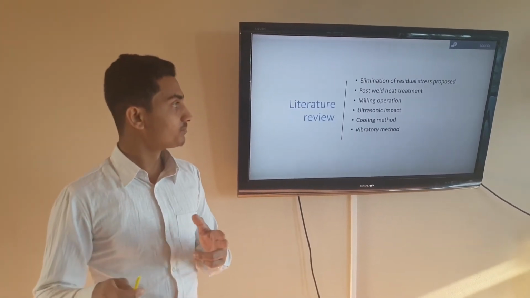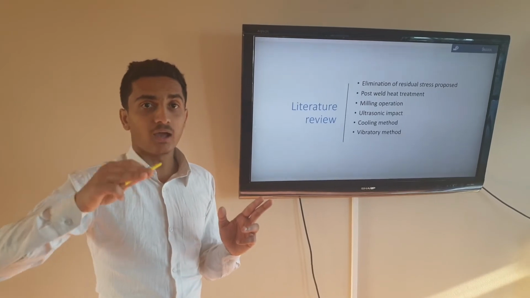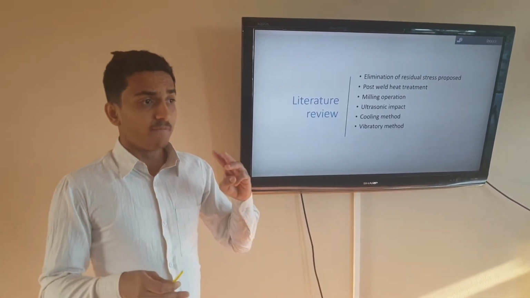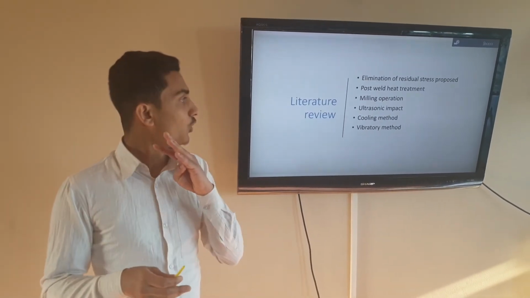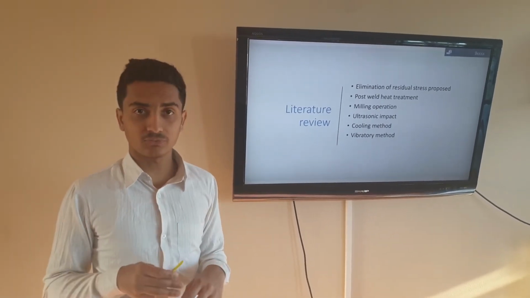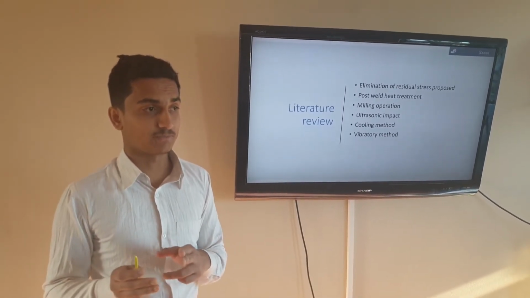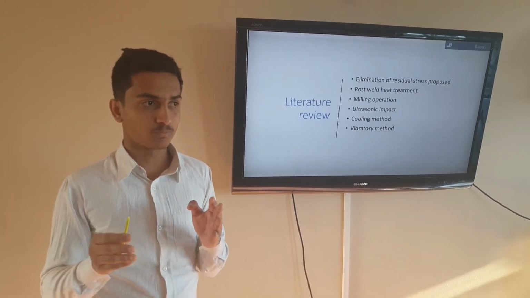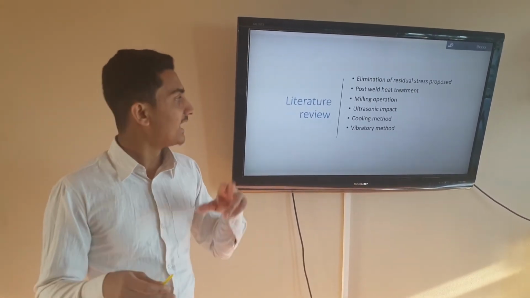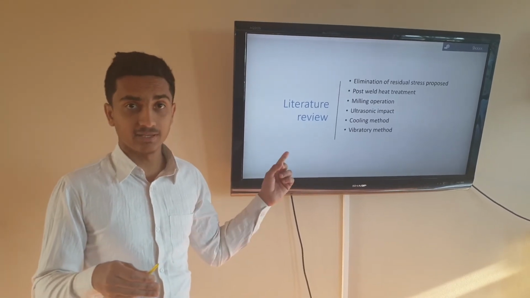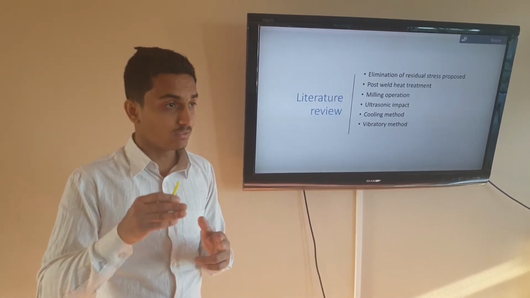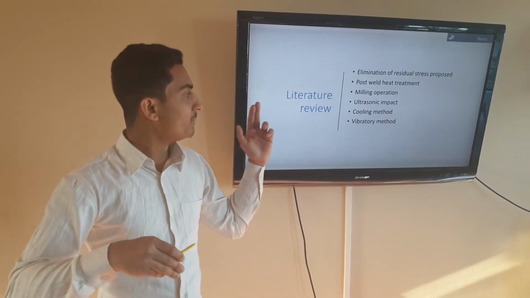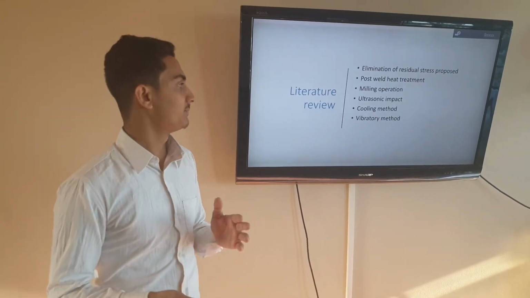Now, in the literature review, there are different studies which show elimination of residual stress. There are 5 researches which proposed 5 different types of elimination of residual stress. The first one is post-weld heat treatment, where after the welding, by heat treatment, the residual stress is reduced. Second, milling operation. After welding, milling operation is used to reduce the residual stress.